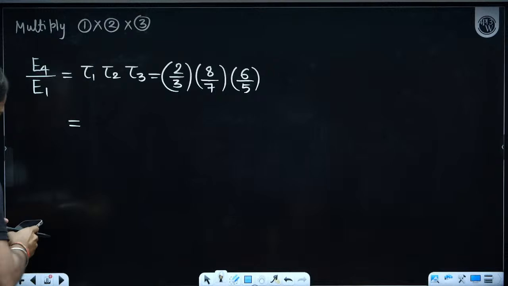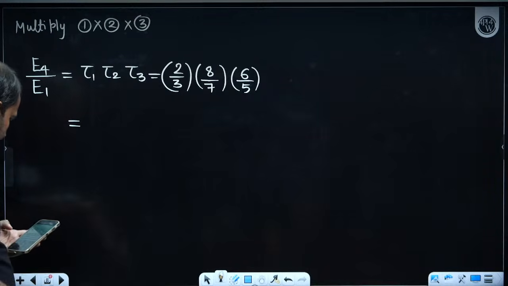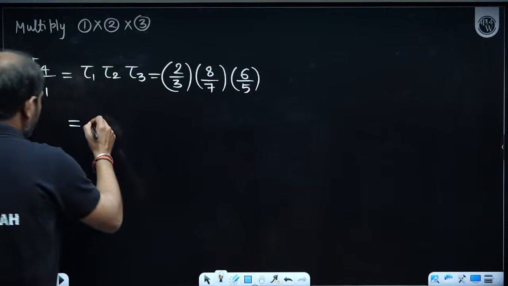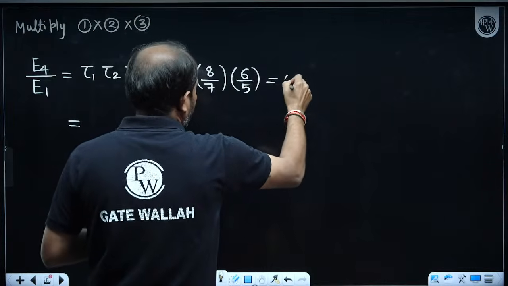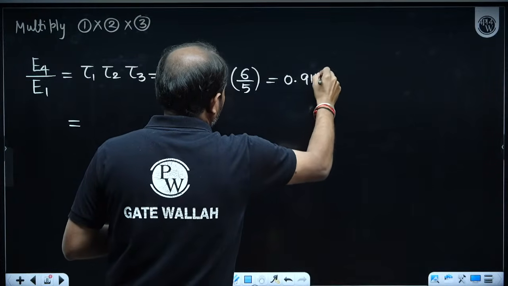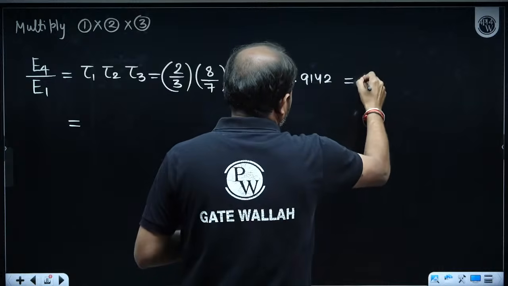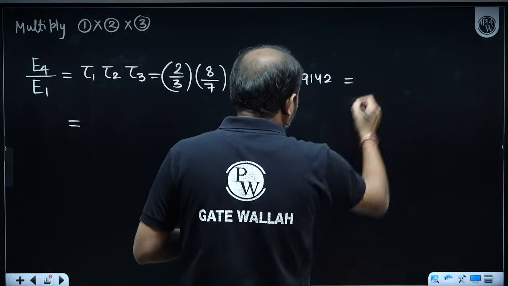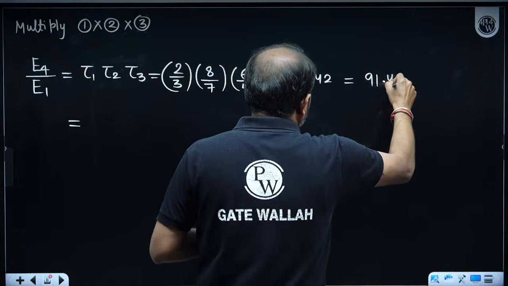So answer will be 8 into 6 into 2 divided by 35 divided by 3. 0.9142. So in percentage it will be 91.42% is transmitted.